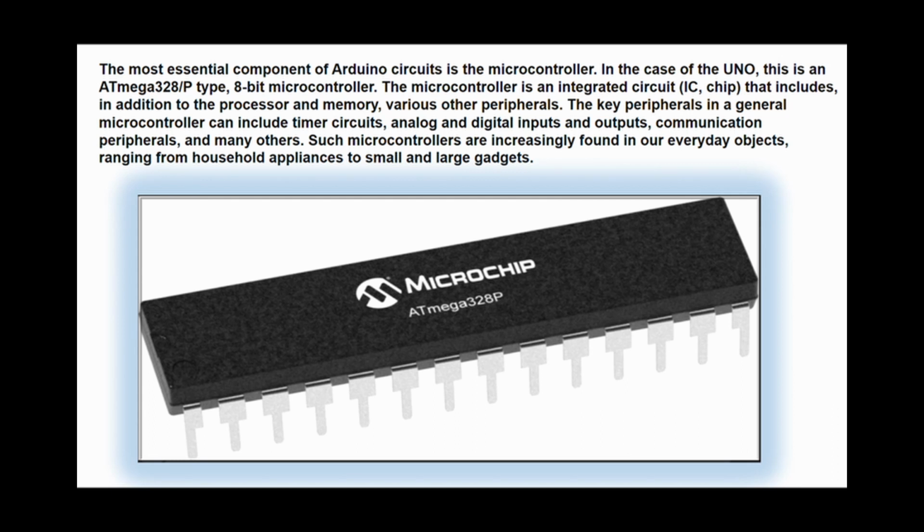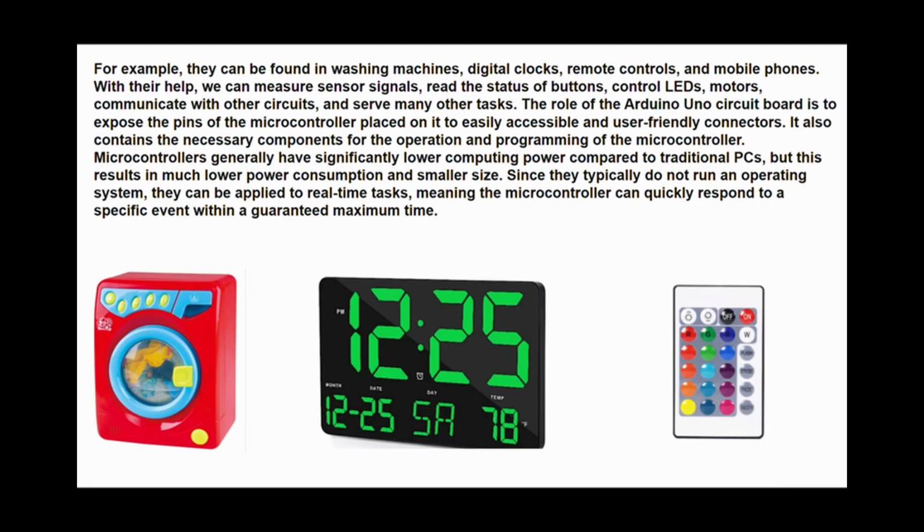Such microcontrollers are increasingly found in our everyday objects, ranging from household appliances to small and large gadgets. For example, they can be found in washing machines, digital clocks, remote controls, and mobile phones. With their help, we can measure sensor signals, read the status of buttons, control LEDs, motors, communicate with other circuits, and serve many other tasks.